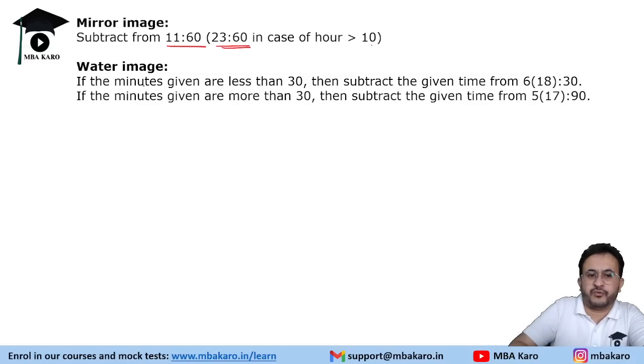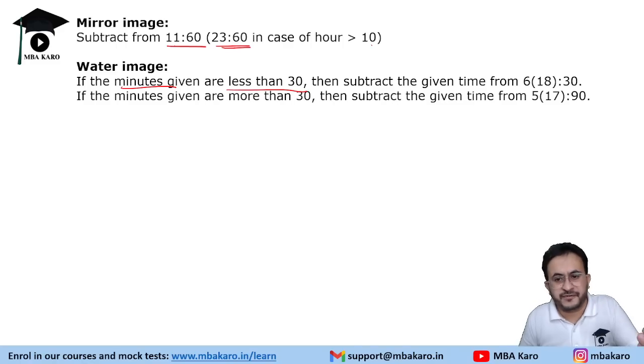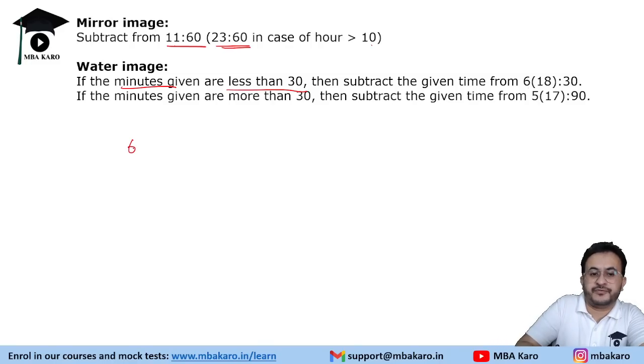And if you talk about the water image, if the minutes are less than 30, then subtract from 1830 or 630 if the smaller value is there, right? So in the first example we did 710, so that is why we subtracted from 1830. But if you are given a smaller number, subtract from 630. Okay, so it can be from 630.